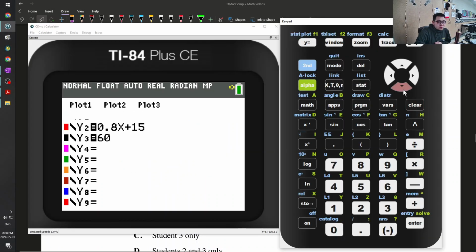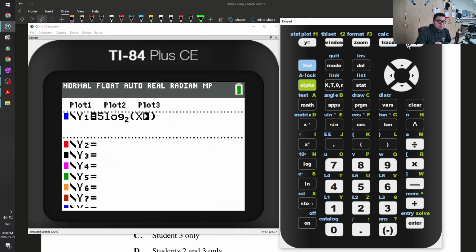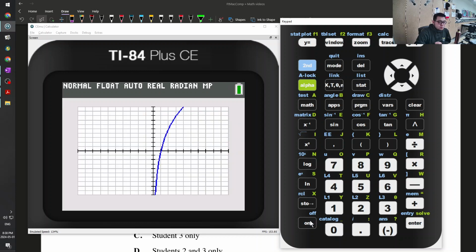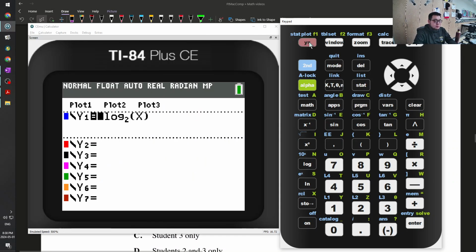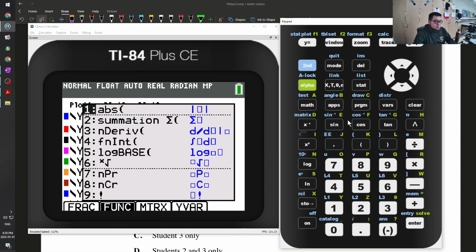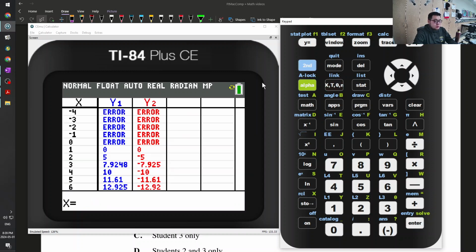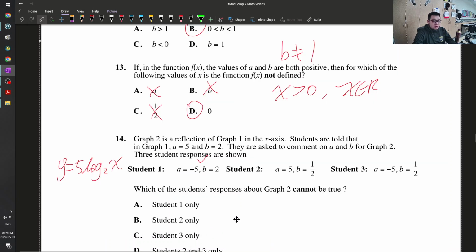So 5 log base 2 of x. Okay, y is equal to 5 log base 2 of x. And what is the other one? Negative 5 log base 2 of x. Okay, so negative 5 log base 2 of x. Just go to the table. You should see that the y1 and y2 values should be complete opposites of each other, which they are. So good.